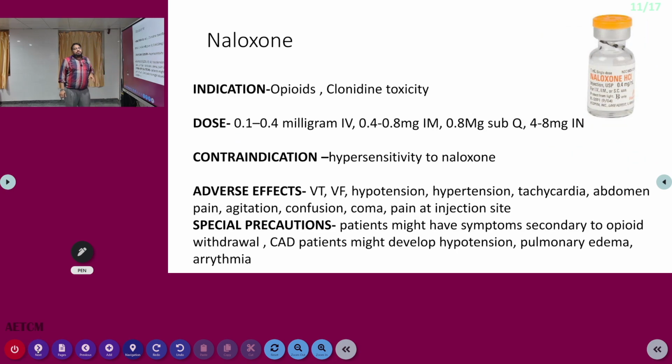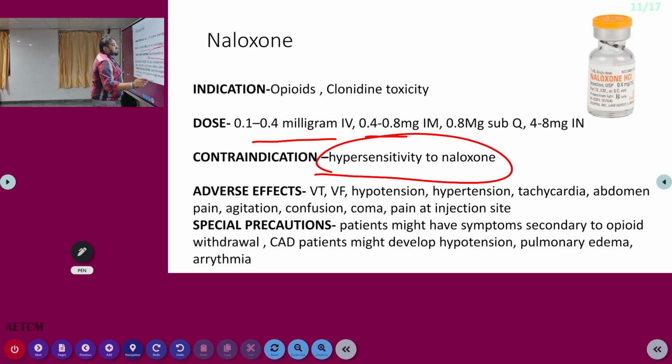So coming to the next one, Naloxone, that is again used for opioid and clonidine toxicity. Dosing is 0.1 to 0.4 milligram IV or 0.04 to 0.8 milligram IM, whichever way it is available. The patient can have hypersensitivity to naloxone, so you should be avoiding that. And also keep in mind VT/VF is common with this. So that is regarding your naloxone.